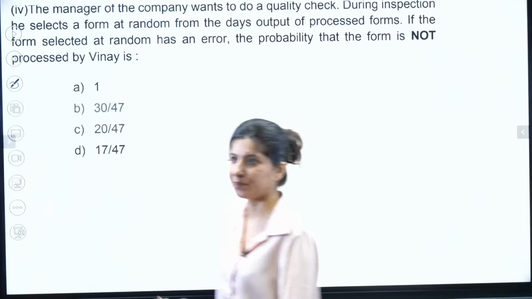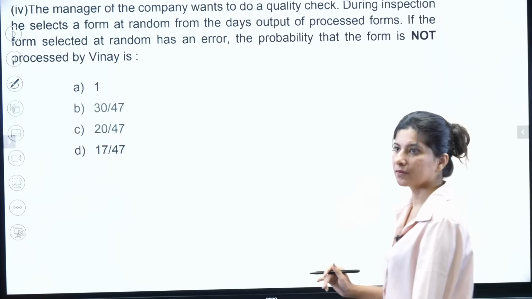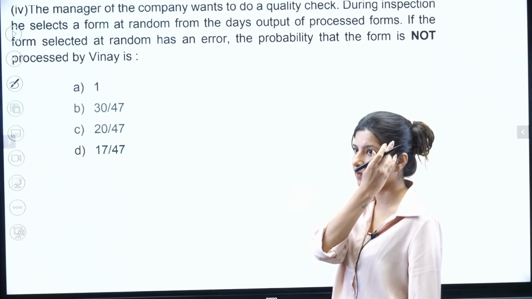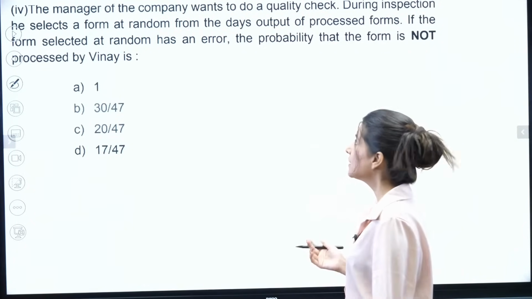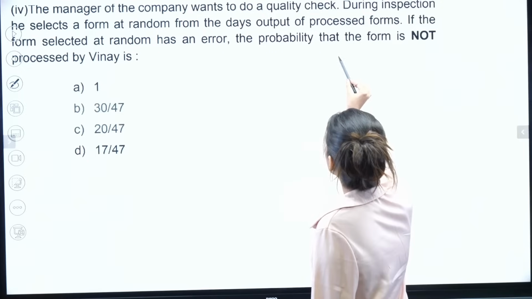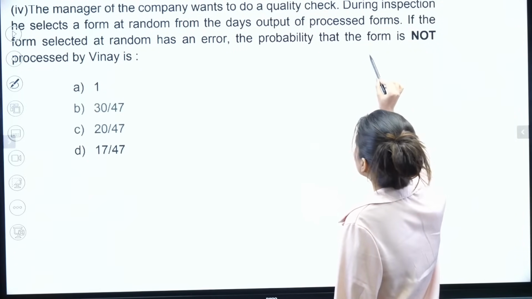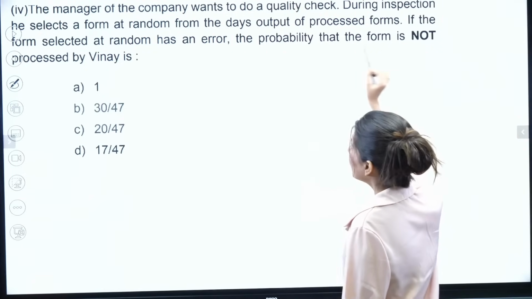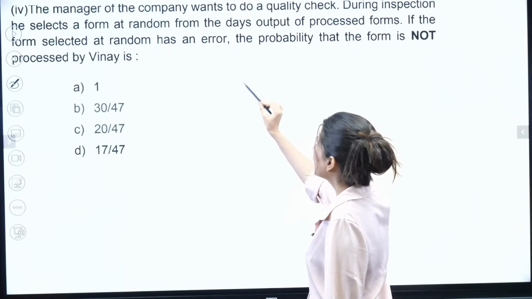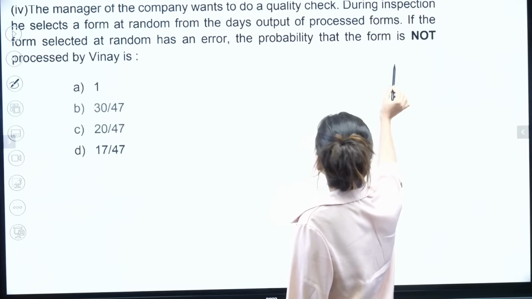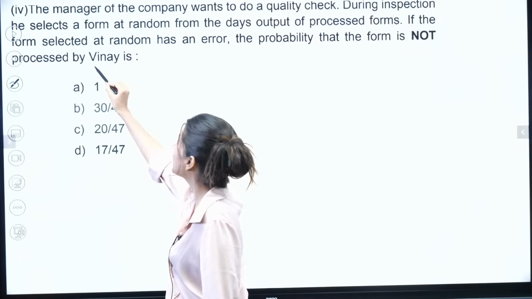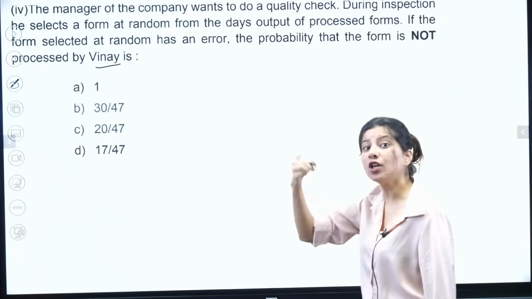Okay, last. The manager of a company wants to do a quality check. During inspection, he selects a form at random from the day's output of the processed forms. If the form selected at random has an error, what is the probability that the form is not processed by Vinay?